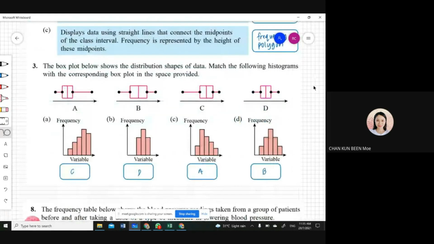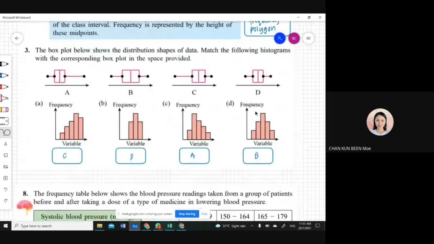For question number 3, from the box plot, you can identify the histogram to represent the first one. Here is the third box plot. And then for B, the answer is this one. For C, the answer is A. You can see it's skewed right. So skewed right. And then for the last one, this is symmetry. So B is the one.